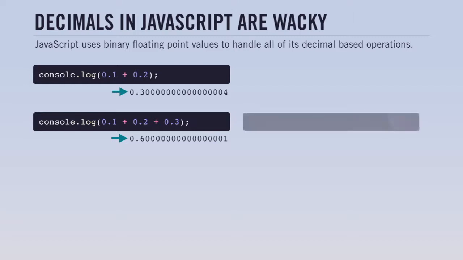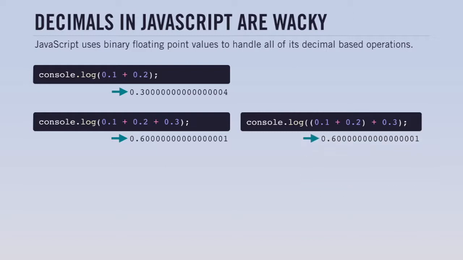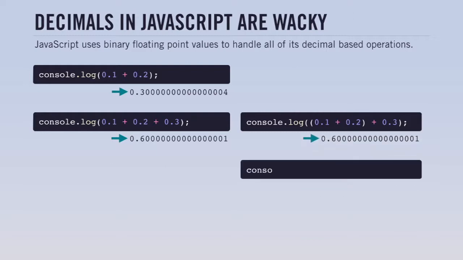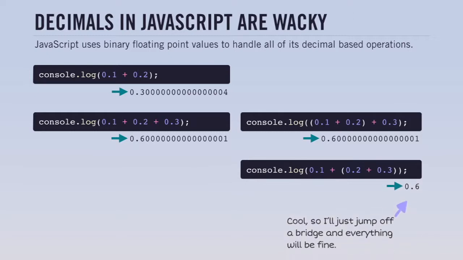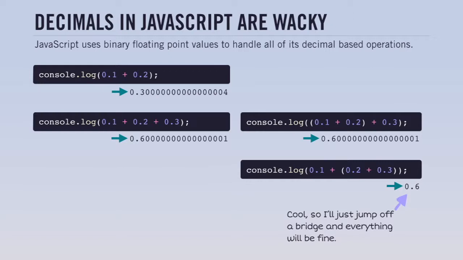Crazy. One of the crazy things about binary floating points is that they are not even associative in this case. If I tried to add 0.1 and 0.2 over here in parentheses and then add 0.3, well, I get the same exact thing that I got before without the parentheses. But if I try to add 0.1 to the grouping of 0.2 plus 0.3, magically, I get what I'm expecting, 0.6. Fine, I'll just jump off a bridge, everything will be just fine.